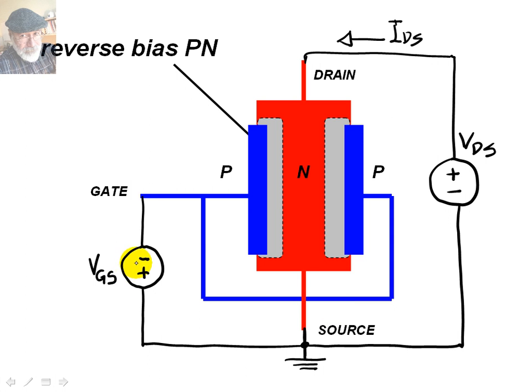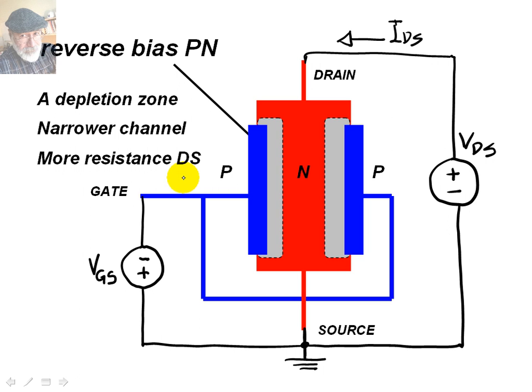The more negative the gate is with respect to the source, the narrower the channel, the higher the resistance, and the smaller the current IDS will be for a given value of voltage VDS. A depletion zone appears, a narrower channel, more resistance between the drain and the source. More voltage, narrower channel. That's right. Even more reverse voltage, even narrower. If we increase the VGS voltage to a point, it will cancel out the channel. We say the channel has been pinched off.